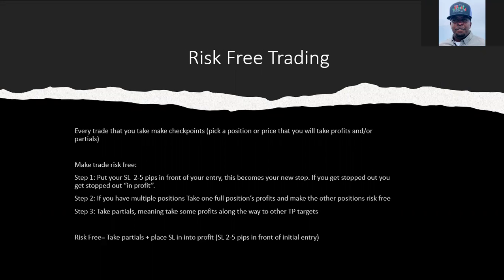Step three, you want to take your partials. Take partials, meaning take some profits along the way to the other TPs. So risk free, write this down. Risk free equals take partials plus place your stop loss in profit 2 to 5 pips. That's what risk free is.